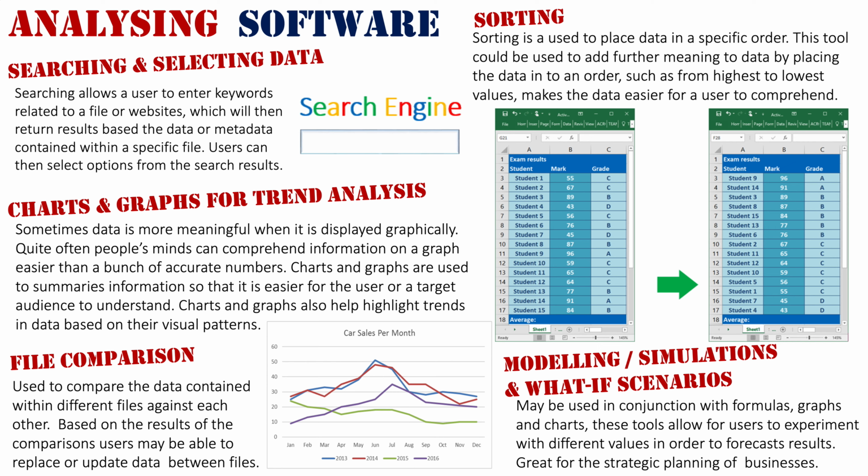Based on the results of the comparisons, the user may be able to replace or update data between the two files. You might have two versions of a file that have similar data. If they're exactly the same, you might make one replace the other, so you've only got one master file on your system. But essentially, it has to check the data and metadata within the two files in order to find similar data and information within each file when doing the comparison.